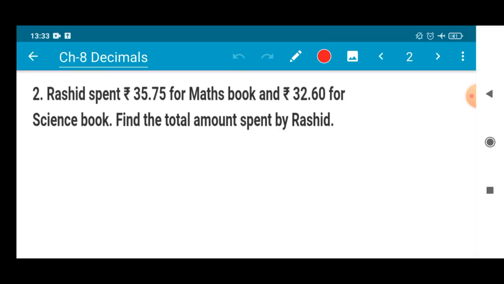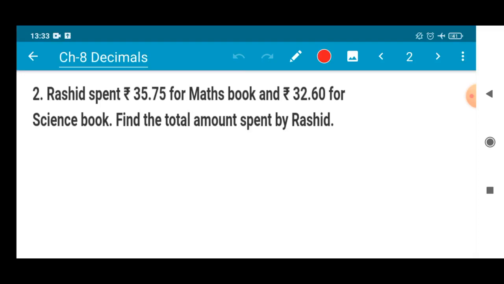Rashid spent rupees 35.75 for a maths book and rupees 32.60 for a science book. Okay, now you have to find the total amount spent by Rashid. Very simple. It is very similar to the previous one, only this is a word problem, statement based problem, so the statement should be written. So Rashid spent rupees 35.75 for a maths book and 32.60 for a science book.